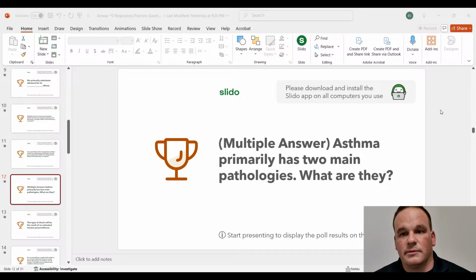This type of shock will be the result of an untreated tension pneumothorax.